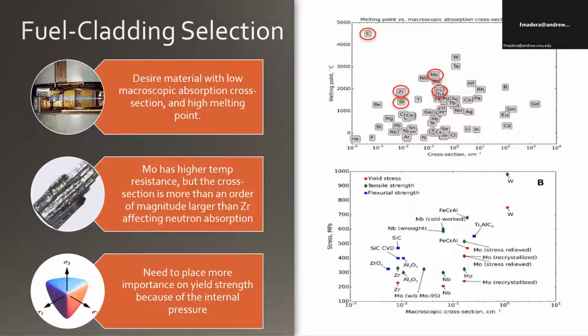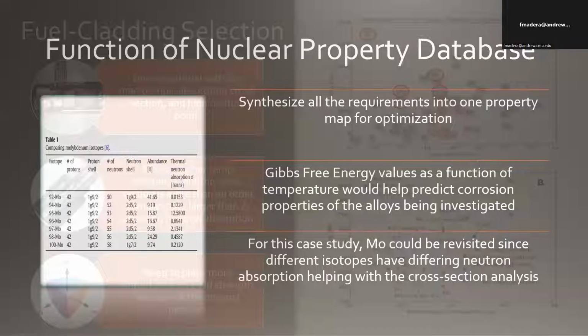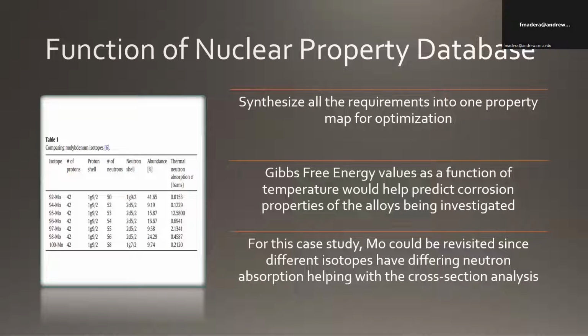By decreasing that cross section, yield stress now comes into play. We have to make sure that the material is strong enough. Ultimately, all of these requirements are bound to each other, and we need more and more property maps. So this is where a nuclear property database would come in and help. It would help synthesize all the requirements into one property map for optimization.